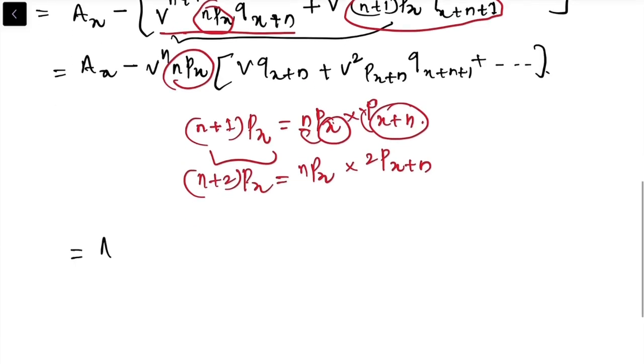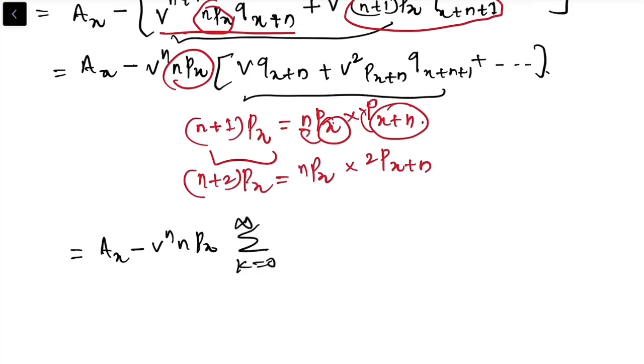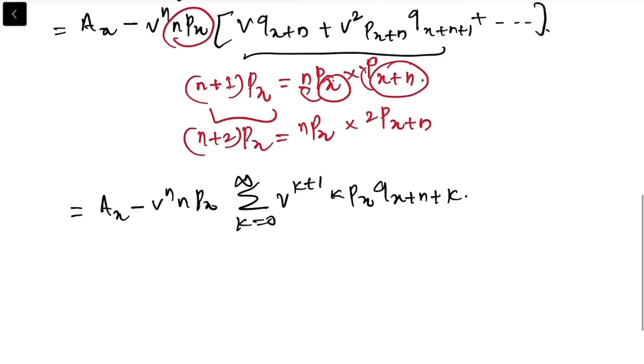So now this is A_x minus v^n _np_x, and we can write this term in the summation, that is the sum from k equals 0 to infinity of v^(k+1) _kp_x q_(x+n+k). Okay, now this is as it is, v^n _np_x, so this is nothing but A_(x+n), right? We have x plus n instead of x plus k.